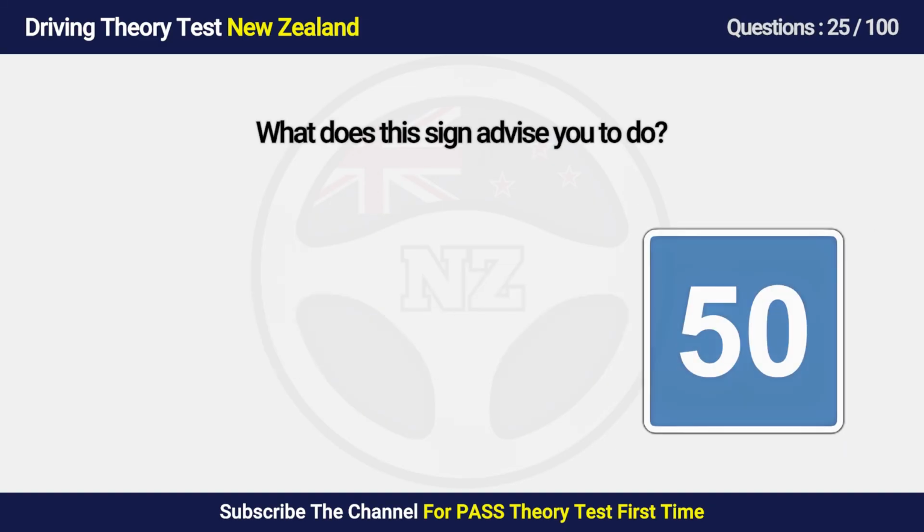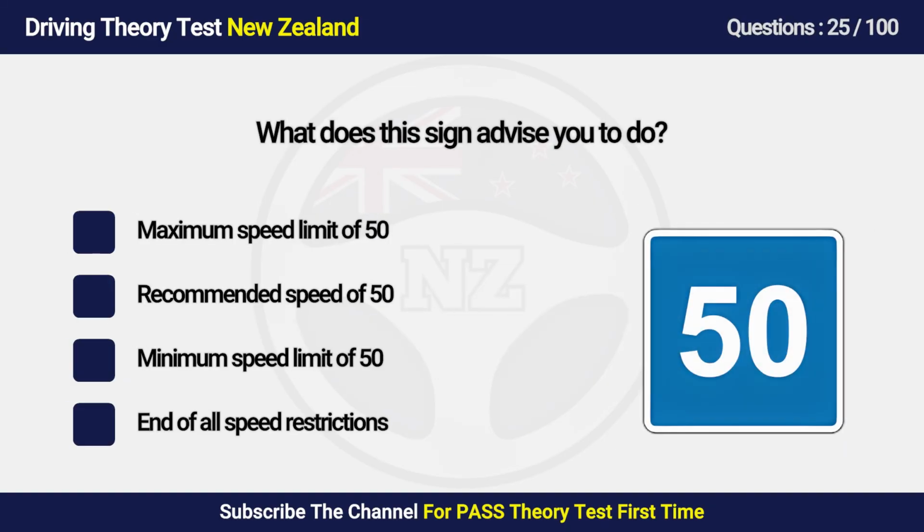Question 25. What does this sign advise you to do? A, maximum speed limit of 50. B, recommended speed of 50. C, minimum speed limit of 50. D, end of all speed restrictions.